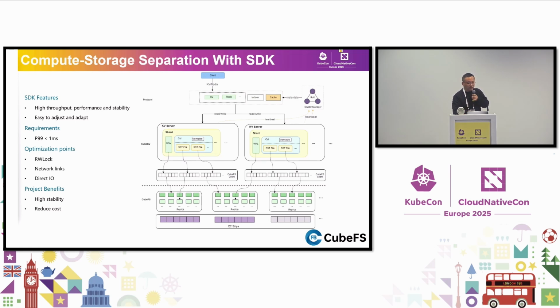As shown in the slide, the SDK has the following features. SDK has high throughput, performance, and stability. This is because the SDK totally runs in user mode and bypasses the kernel mode. At the same time, it avoids many constraints of Fuse itself, such as the block size. Moreover, it can also adapt to some special requirements in user mode.